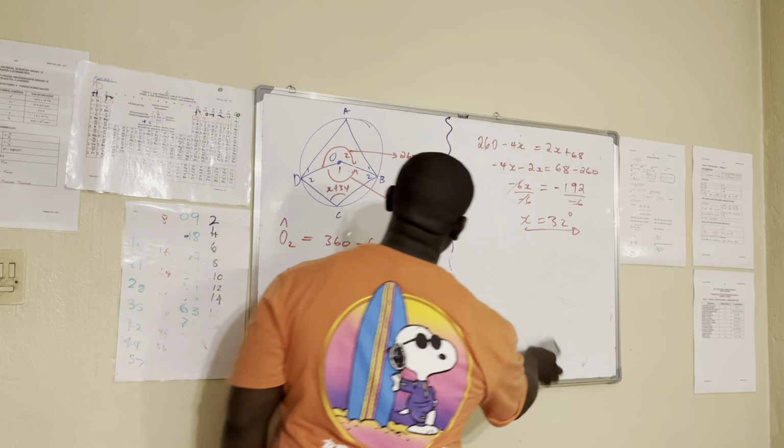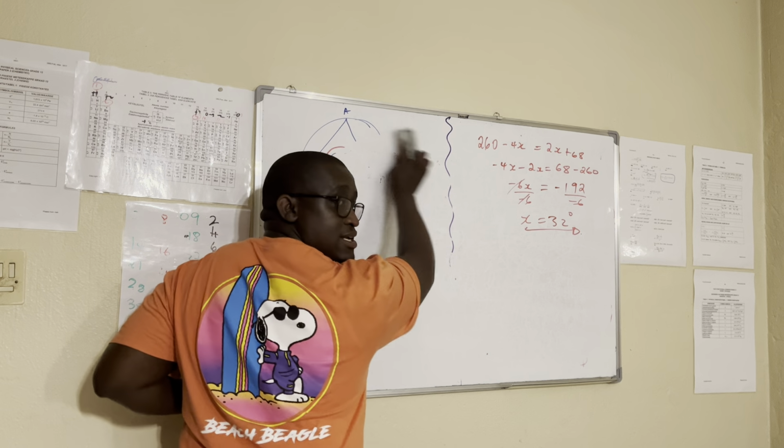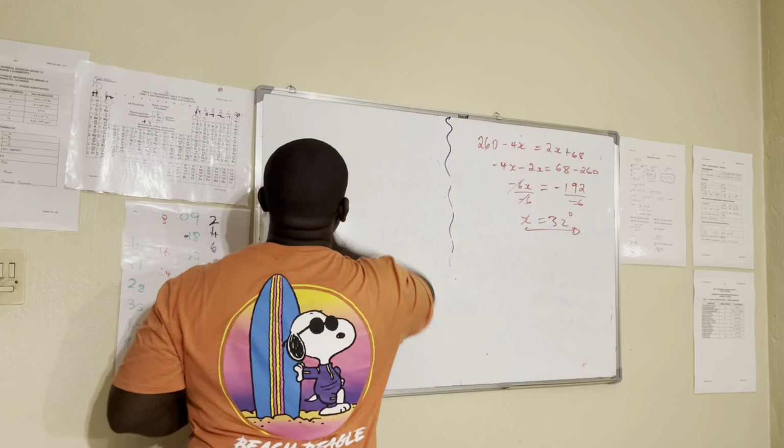Right. Can I erase here? So Euclidean says I've got this one. I said, what are you doing, Euclidean? Wait, let me.